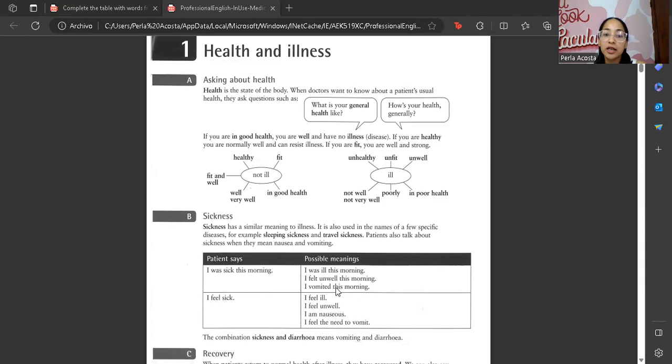Ok, not ill: healthy, fit, in good health, well, very well, fit and well. And ill, when you are ill, you are unhealthy, unfit, unwell, in poor health, poorly, and not well, and not very well.